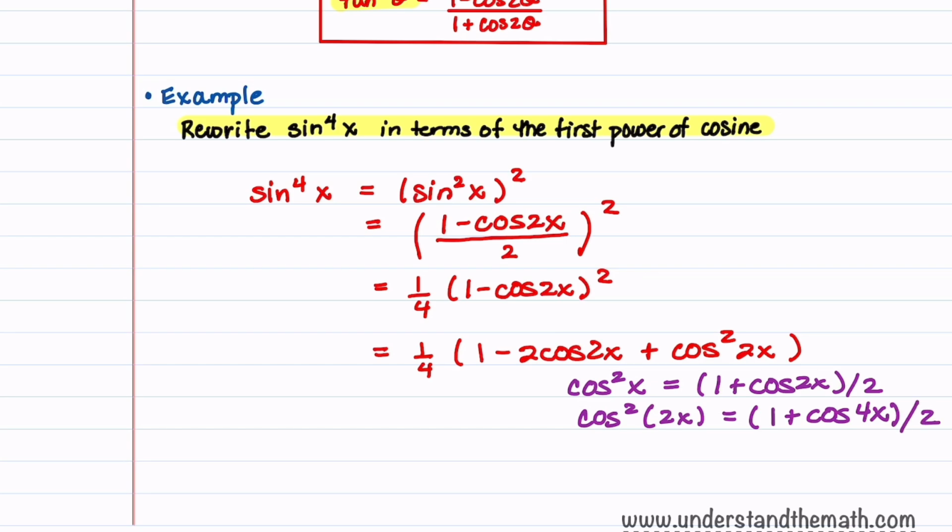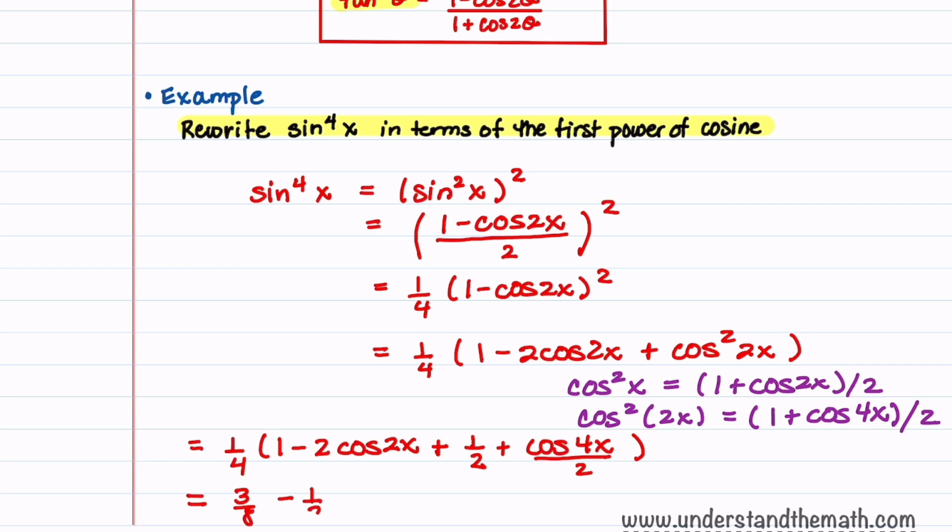Let's now plug this in. This is equal to 1/4 times 1 minus 2 cosine 2x plus what we just calculated in purple. We have a 1/2 plus cosine 4x all divided by 2. We can combine our constants, multiply them by 1/4. So we have 1 plus 1/2 is 3/2 times 1/4 is 3/8, minus 1/2 cosine 2x plus 1/8 cosine 4x. And that's our final answer.